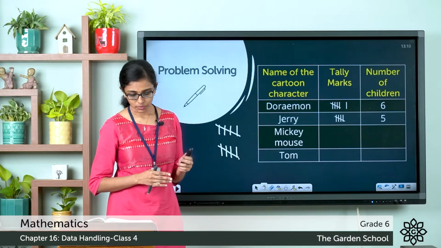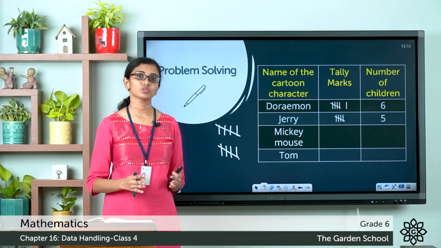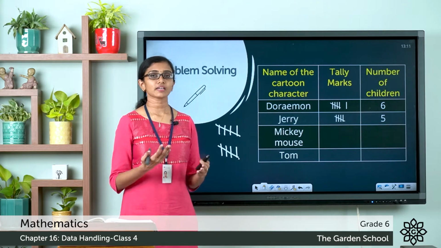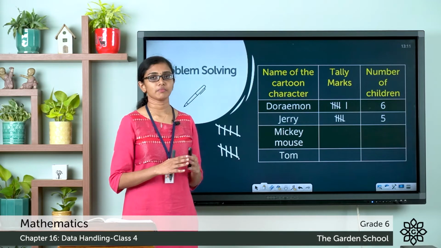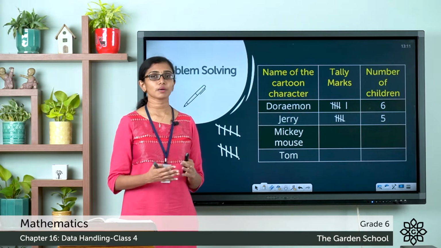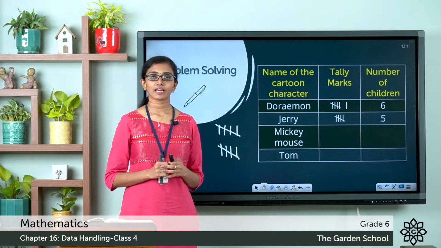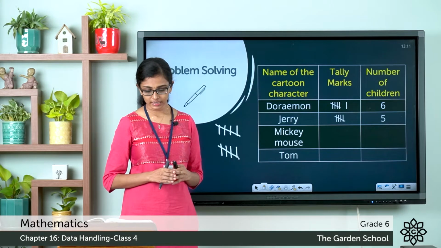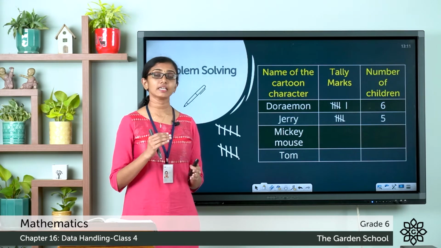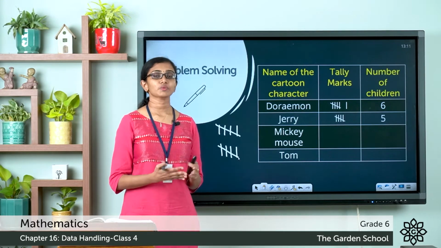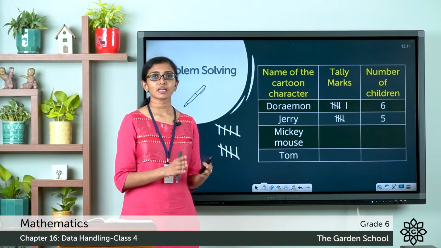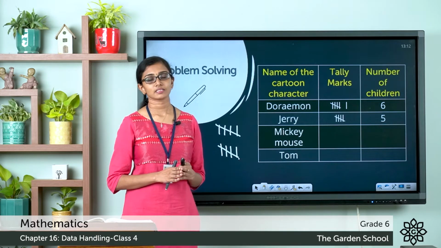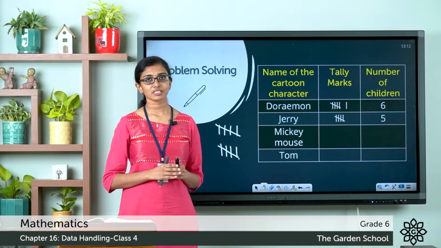Now the second part, which cartoon character is liked by the most children? So for answering this question, first you have to complete this table and find the cartoon character which has got the highest tally marks. That will correspond to the maximum number of children who likes this particular character, and that will be the solution to question B. And for question C, it says which cartoon character is liked least by the children. So find the character which has got the lowest tally marks, and that will correspond to the least number of children who likes this particular character. Now I hope this question is clear to you.